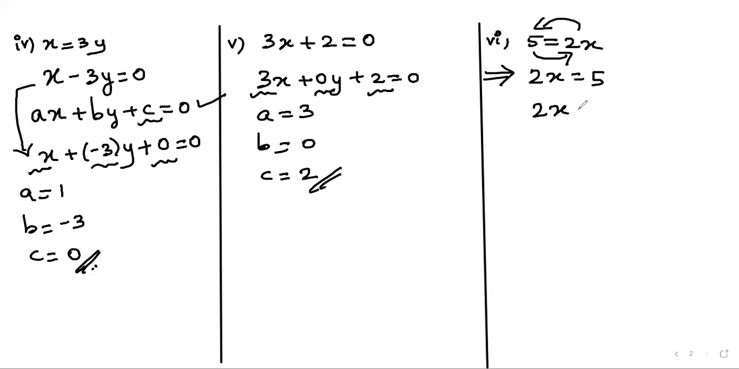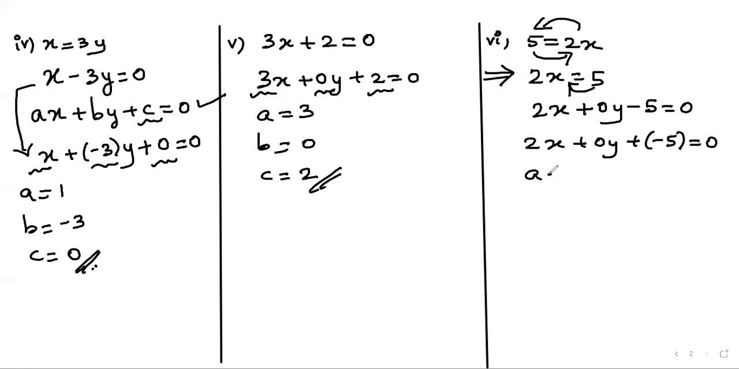So here y is absent, so I should write plus 0y. And this 5 is a constant, so I can take it to the left hand side. So 5 becomes negative 5 equals 0. Am I clear? So now again I'm rearranging: 2x plus 0y, and this 5 is having a negative, so I'm taking it inside the parenthesis, which is equal to 0.